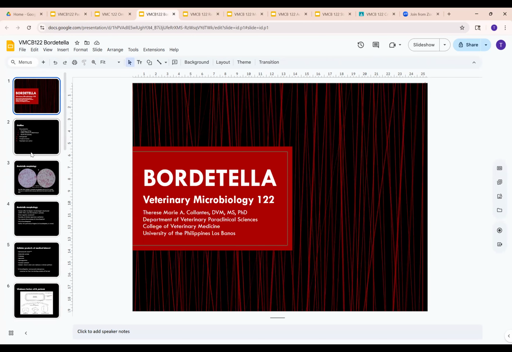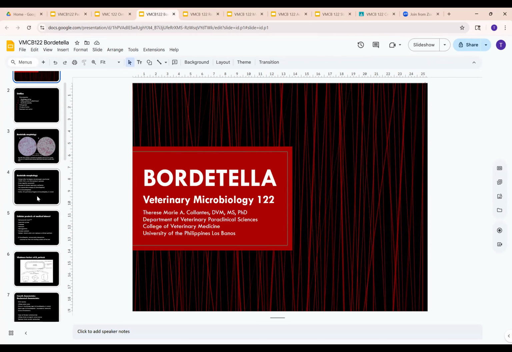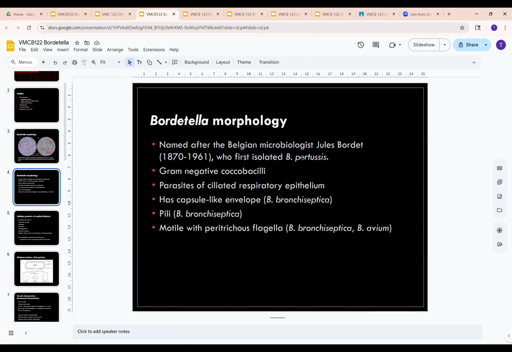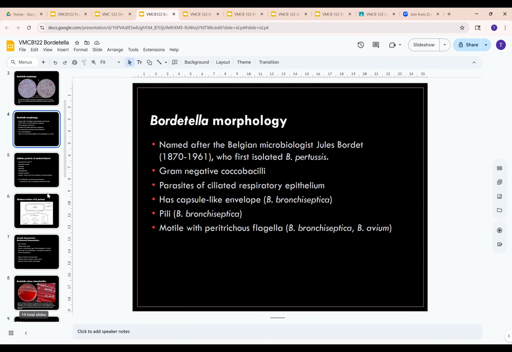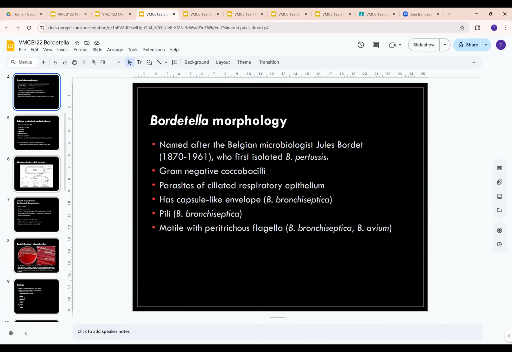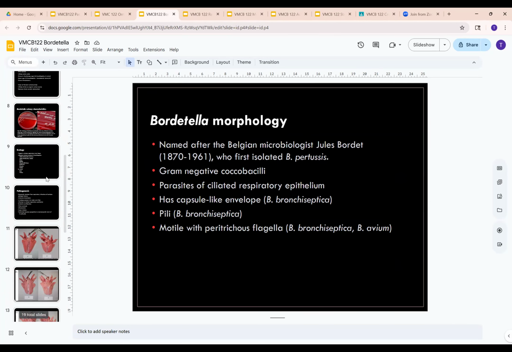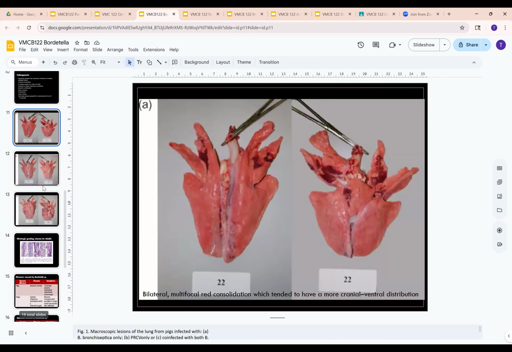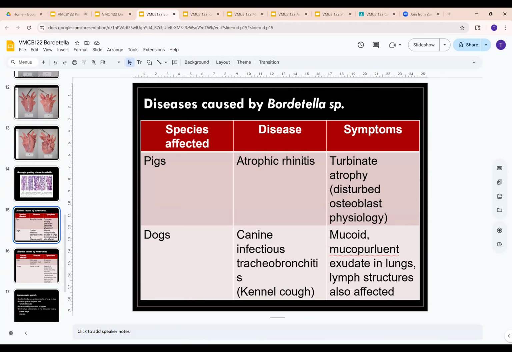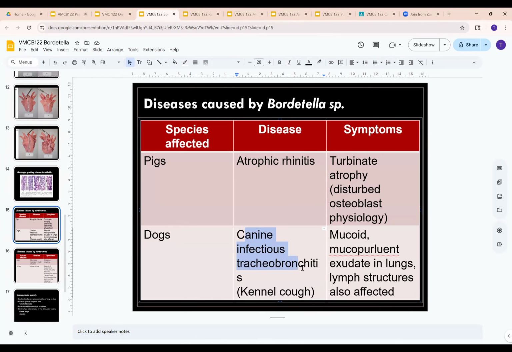Then the last one is Bordetella. We emphasized two species, but one is in humans, pertussis. This one affects young children. Then there is a species called bronchiseptica that is important in animals. So the two important diseases would be atrophic rhinitis in pigs, and in dogs we have canine infectious tracheobronchitis, or what is known as kennel cough.